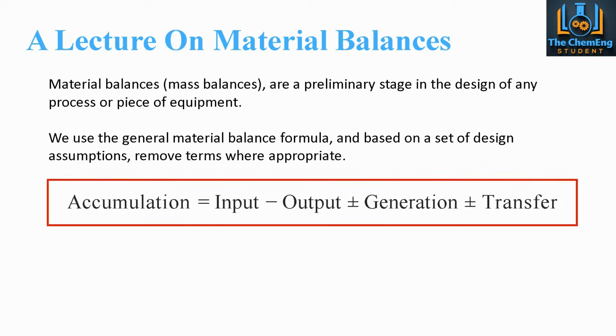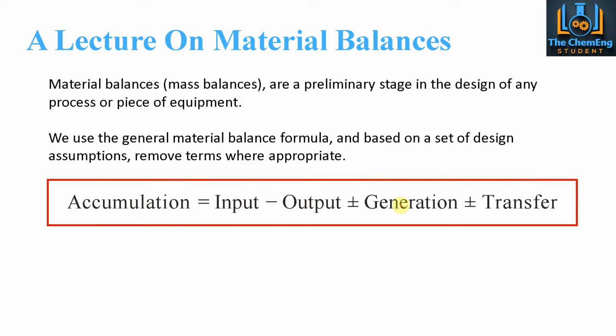Now the general formula is that accumulation equals the input minus the output, plus or minus the generation, plus or minus transfer. Now each of these encompasses a different principle. So accumulation assumes that we have less coming out than we have coming in. So we have an accumulation of material. An input and an output would mean we have a continuous system. If we have a batch system, we don't have an input and we don't have an output.